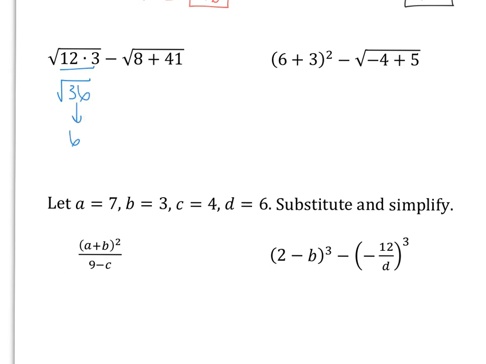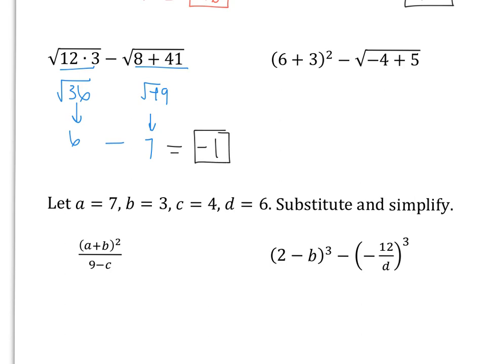Then over here, I have 8 plus 41. And 8 plus 41 is 49, so the square root of 49 is 7. So I have here 6 minus 7, and 6 minus 7 is negative 1.